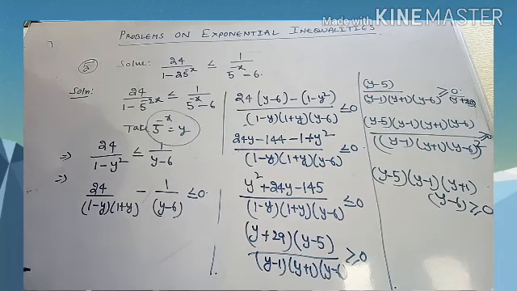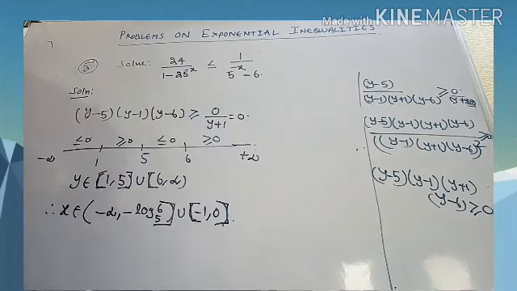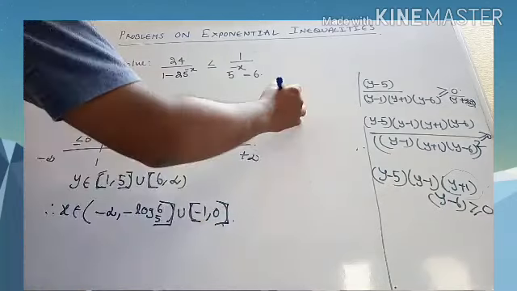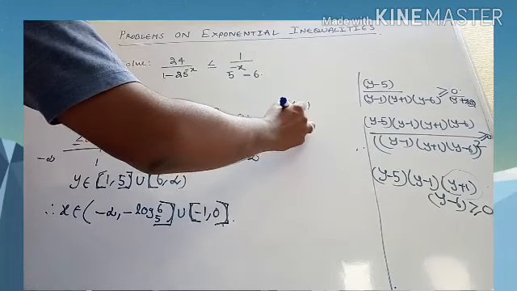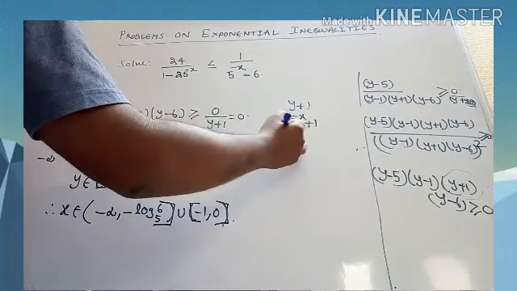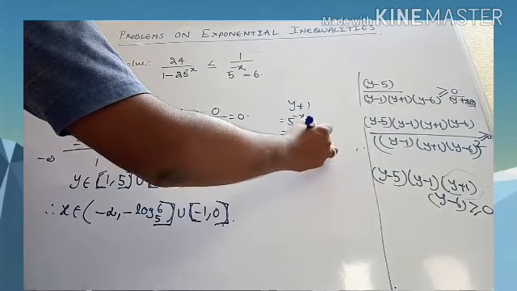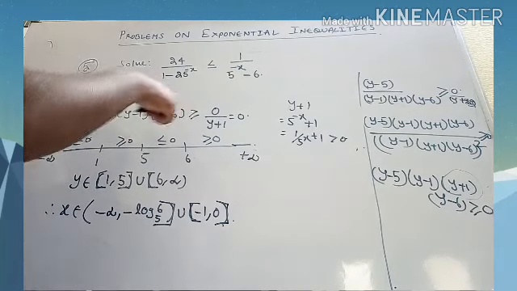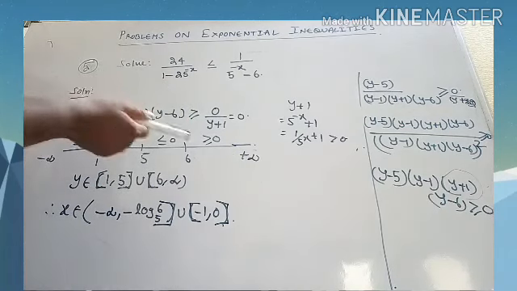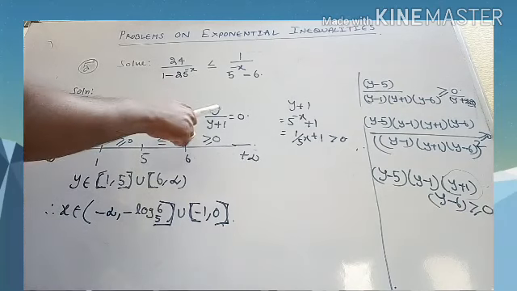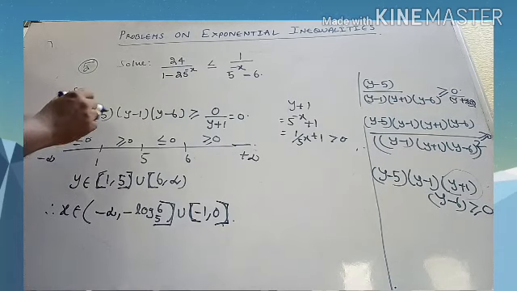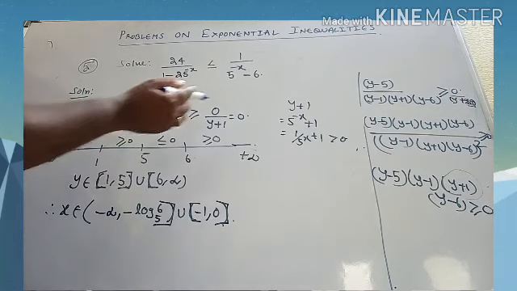Now we have one more observation here. You observe that this y plus 1 is nothing but 5 power minus x plus 1, that is 1 by 5 power x plus 1. This is always a positive quantity. That's why we transfer it to the right side, because any positive quantity we can nicely transfer to the right side. Now that becomes 0 by y plus 1, that becomes 0, right? Now we have got nicely (y minus 5)(y minus 1)(y minus 6) greater than or equal to 0.